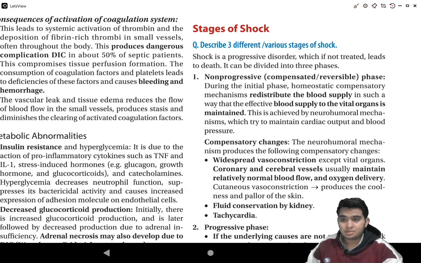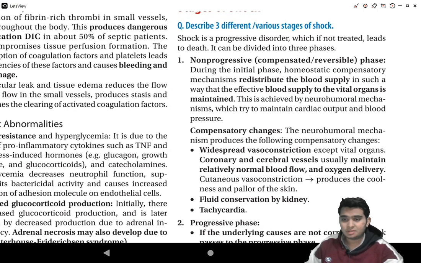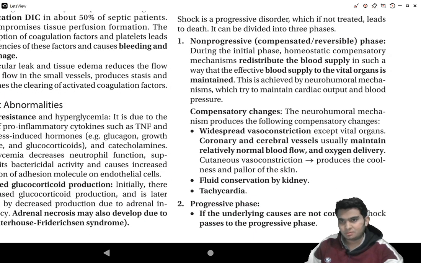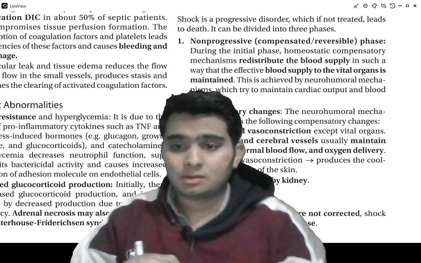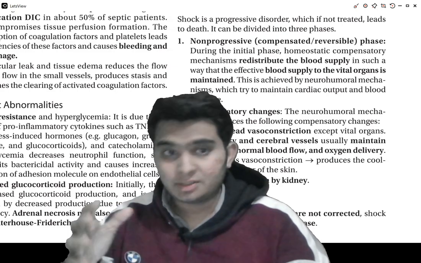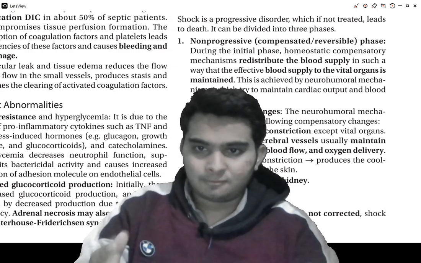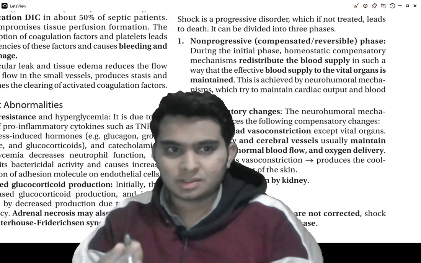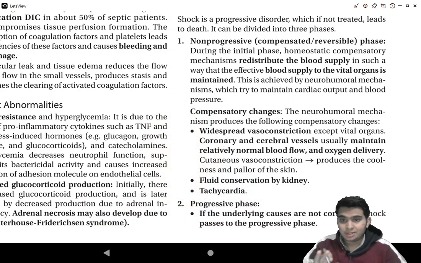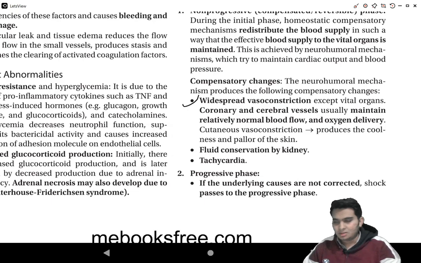So now let's talk about the stages of shock. Okay, non-progressive, progressive, and irreversible stage. Non-progressive means compensated and can be reversible. So during the initial phase, homeostatic compensatory mechanisms redistribute the blood supply so that vital organs get enough blood supply. Compensatory changes are mainly due to widespread vasoconstriction, so it will maintain the normal blood flow, fluid conservation by the kidney, and tachycardia.